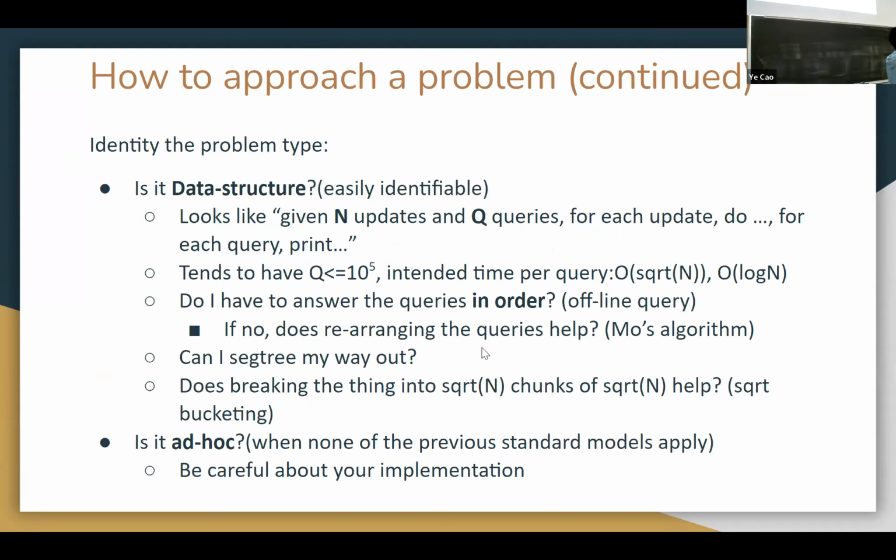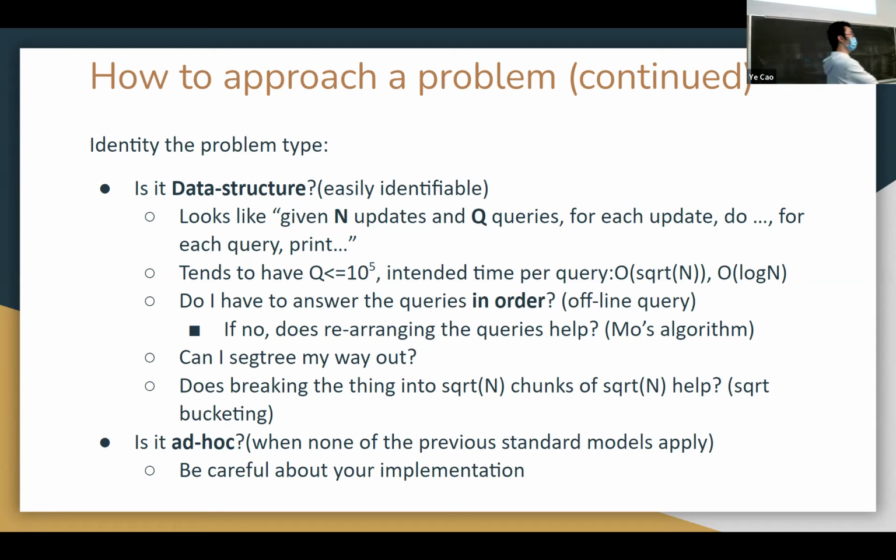Another large family of algorithms is the data structure problem. These are the problems that are really easily identifiable. The problem statement goes like, given updates and queries, for each update, do something. For each query, do something, print something. So this type of problem tends to have Q on the order of 10 to the 5. And so the correct time complexity for each query is something like square root of n or log n, or on rare occasions, log n squared.